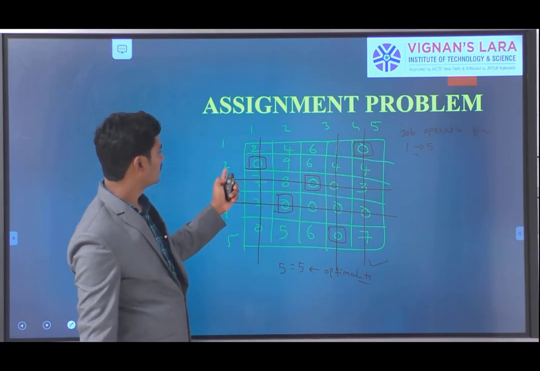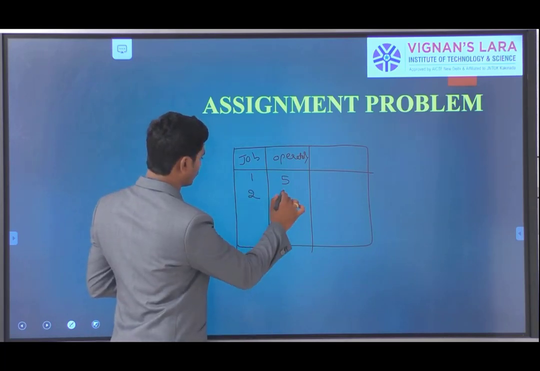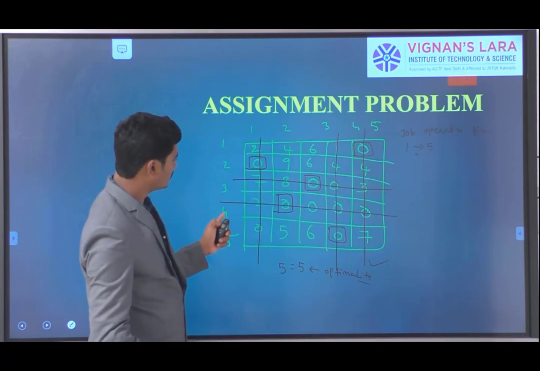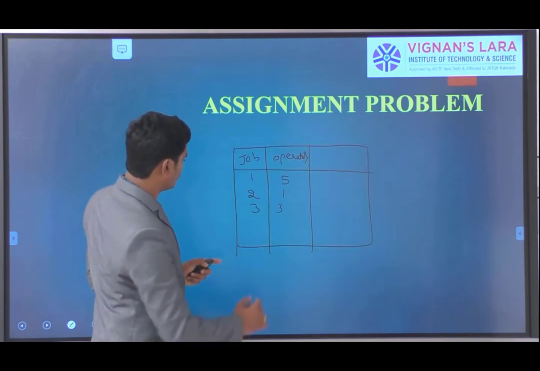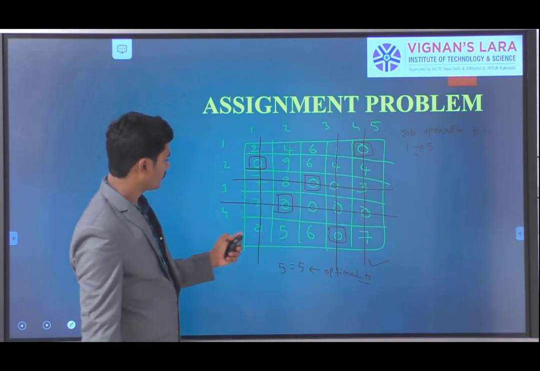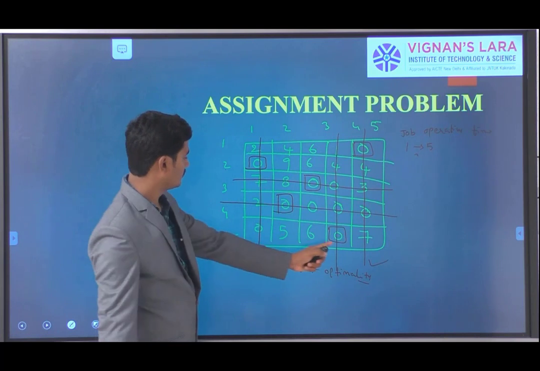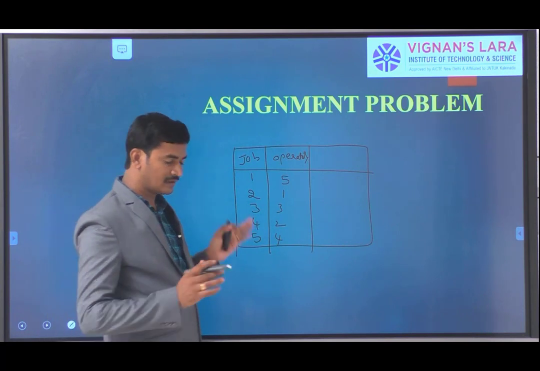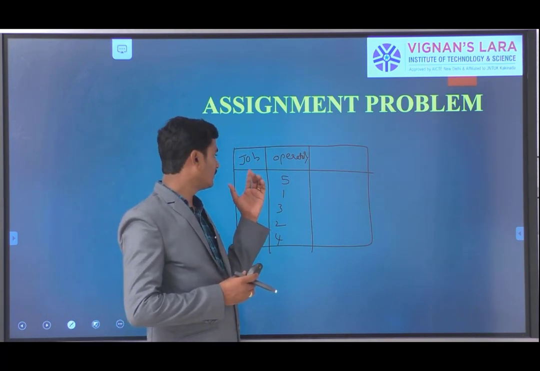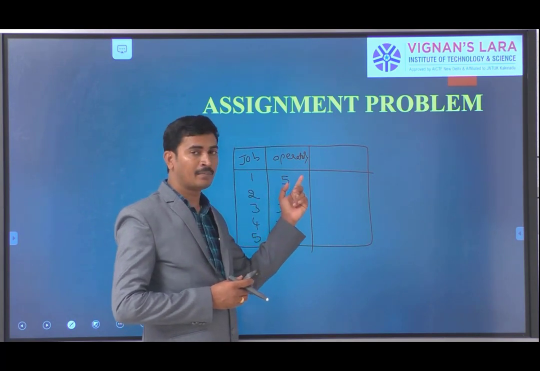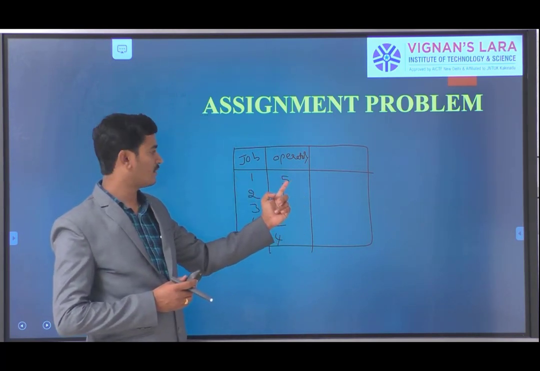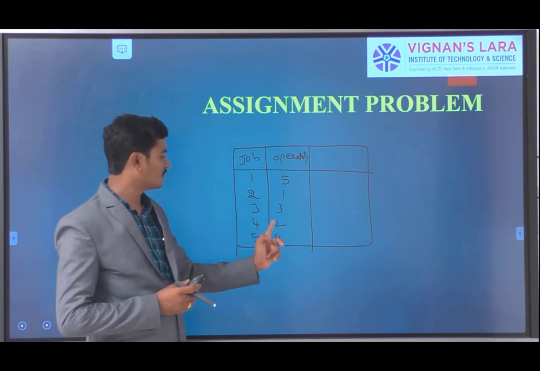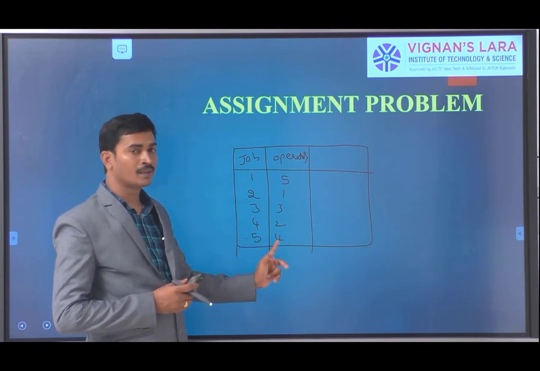Next, coming to the second job. Second job, first operator. Next, third job, third operator. Next, fourth job, second operator. Next, fifth job, fourth operator. Okay, we selected jobs. We assigned the jobs for the operator. We assigned first job for operator 5. We assigned second job for operator 1. We assigned third job for operator 3. We assigned fourth job for operator 2. We assigned fifth job for operator 4.